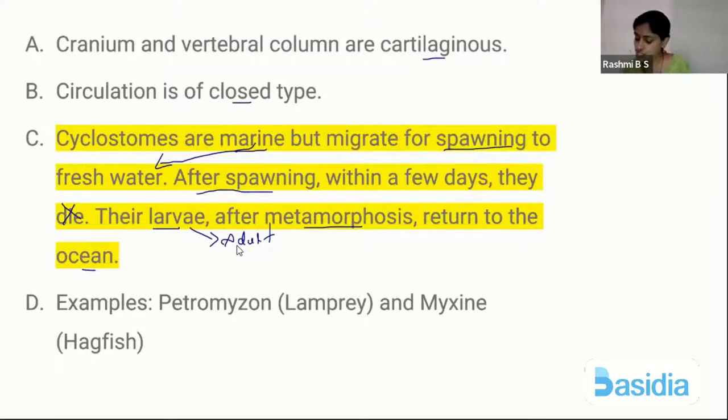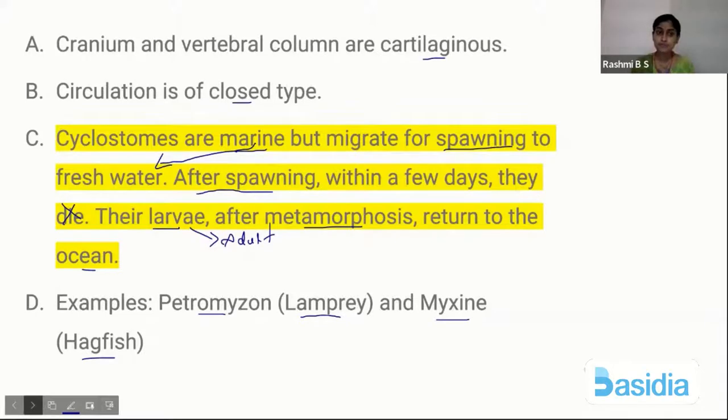No, beta, it's reproductive health. In the next chapter, we are discussing reproductive health, okay? Yes, children. Any doubts in this line? This is a very important line. Just underline it. Best example: petromyzon, also called lamprey; myxin, also called hagfish. You can remember it as hagfish. Okay, myxin or hagfish, children.